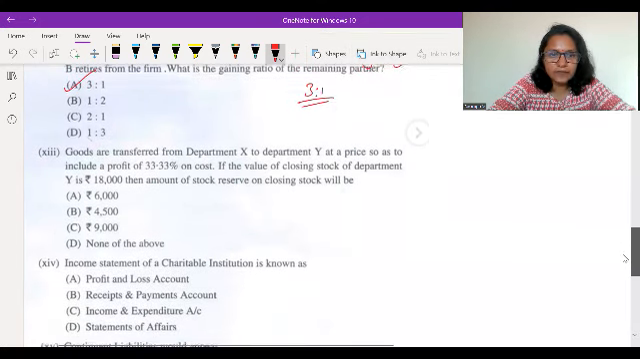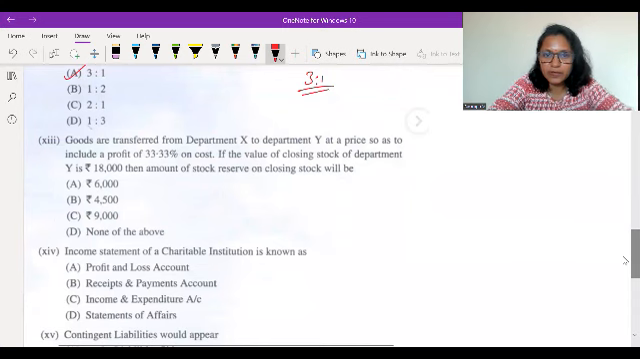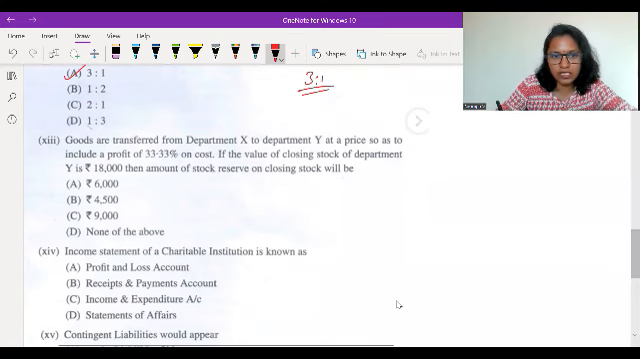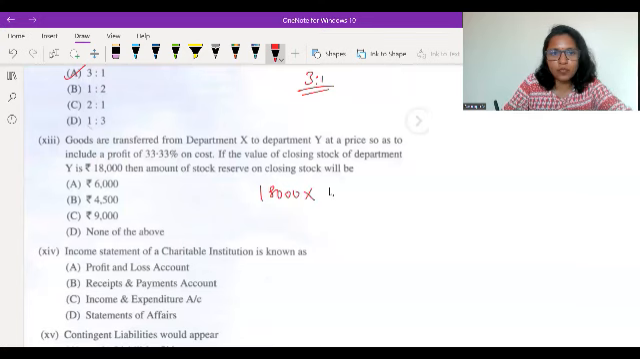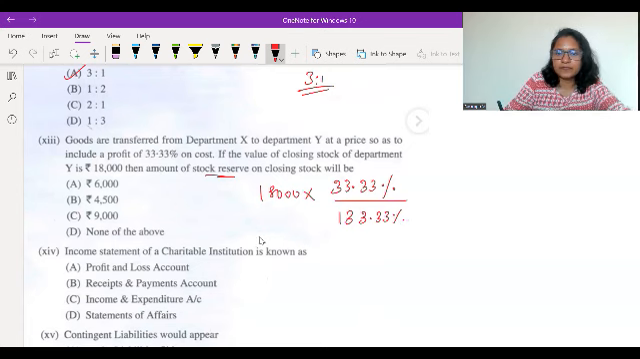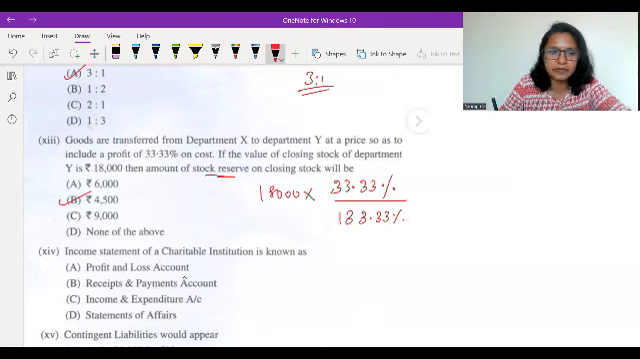Goods are transferred from Department X to Department Y at a price so as to include a profit of 33% on cost. So 18,000 is the closing stock. So what is the stock reserve? Stock reserve is nothing but the profit element, which is 33%, and it is 33% on cost. So the sale value will be 133.33. If you solve this equation, you will get 4,500.